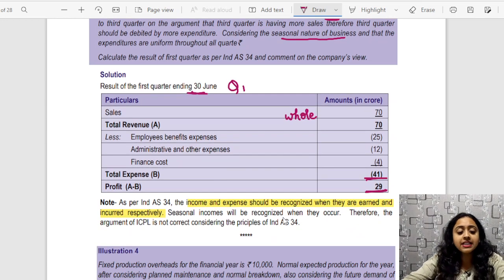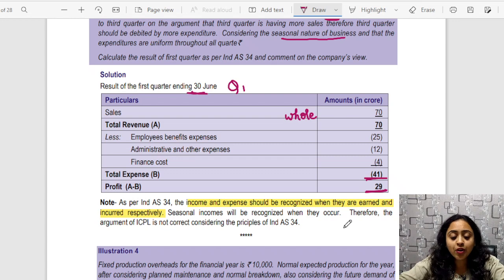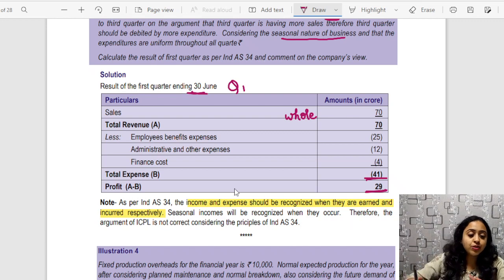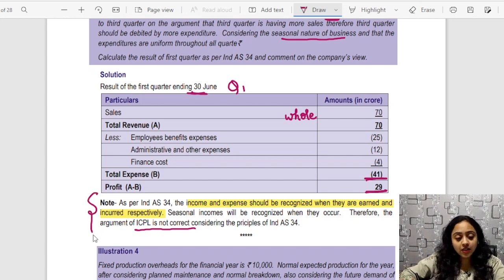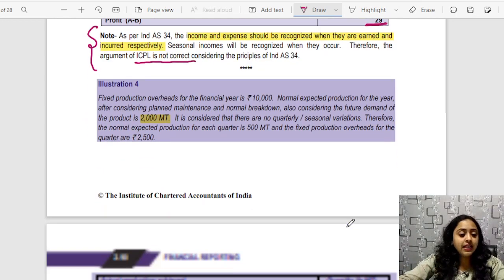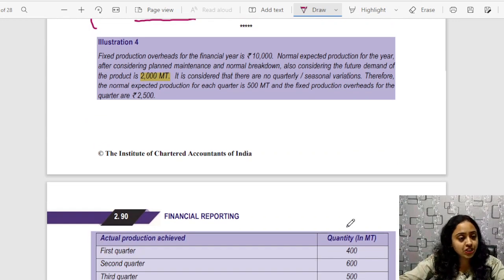As per Ind AS 34, the income and expenses should be recognized when they are earned and incurred respectively. They should not be deferred, not be anticipated unless it is appropriate to do so. Seasonal incomes will be recognized when they occur. Therefore, the argument of ICPL is not correct. While attempting the answer, you have to write this line, that what we are doing and what is our final conclusion. Let's head towards illustration number 4.